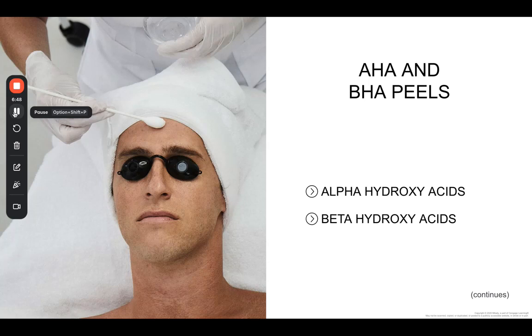AHAs also stimulate the production of intercellular lipids. Glycolic acid, which is a commonly used alpha hydroxy acid, can penetrate the epidermis more effectively because it has the smallest molecular size of the AHA. So, another rule of thumb for my students, every acid on the market is going to be an alpha hydroxy acid, with the exception of salicylic acid, which is a beta hydroxy acid, and with the exception of TCA and our Jessners, which we will get to those a little bit later.